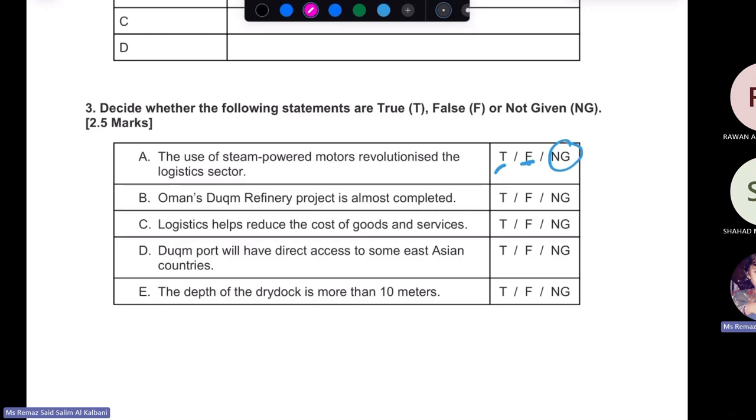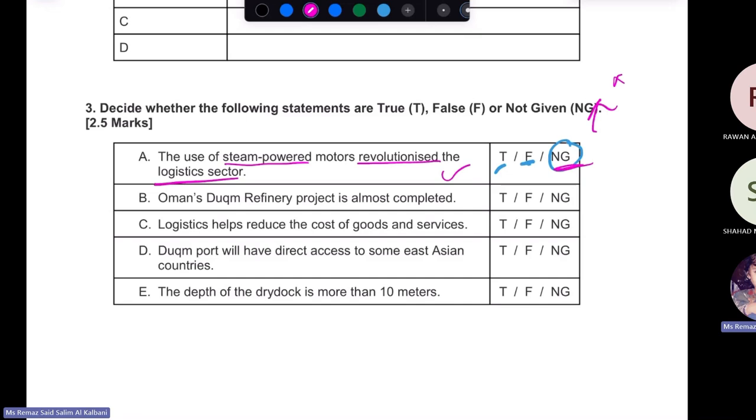Okay, the use of steam-powered motors revolutionized the logistics sector. This is a keyword. This one is too tiny. Okay, steam-powered, and this one, also this one. These are the keywords. If it matches, then it's correct. If it is the opposite, it is false. If there is something here that is not there, then the answer is not given.